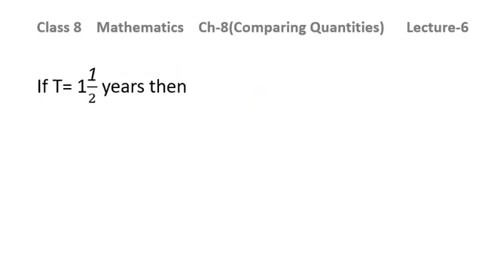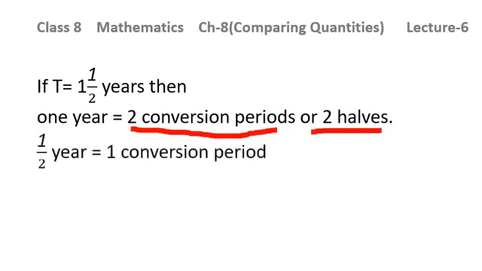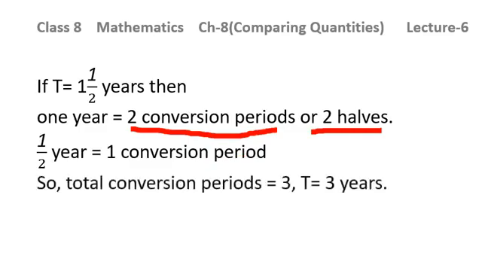Or children, you can calculate it this way also. If time is equal to 1.5 years, then 1 year is equal to 2 conversion periods, or 2 halves, because interest is being compounded semi-annually or half yearly. So in 1 year there are 2 conversion periods, and in half year there is 1 conversion period. So what will be the value of n? The total conversion periods will be 3. So time will be 3 years.